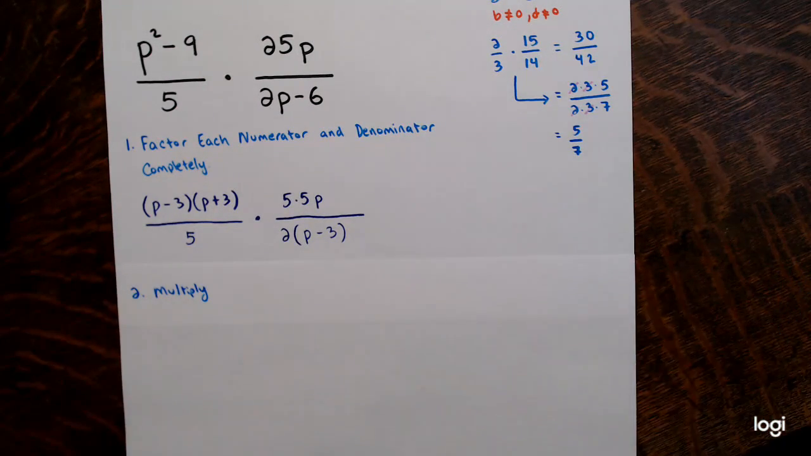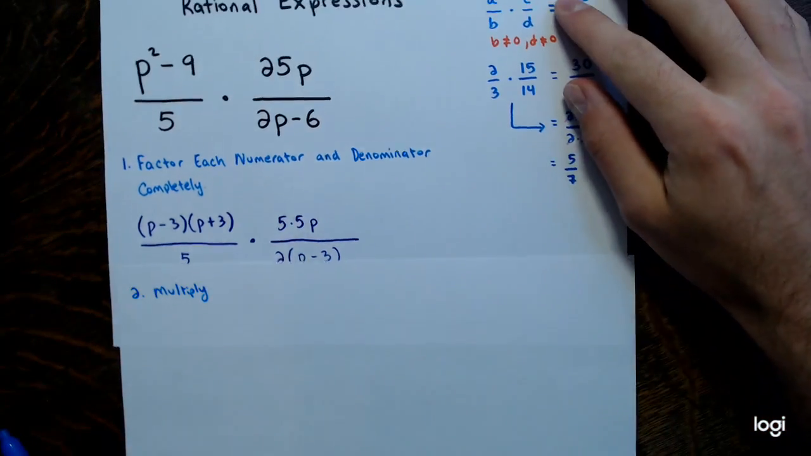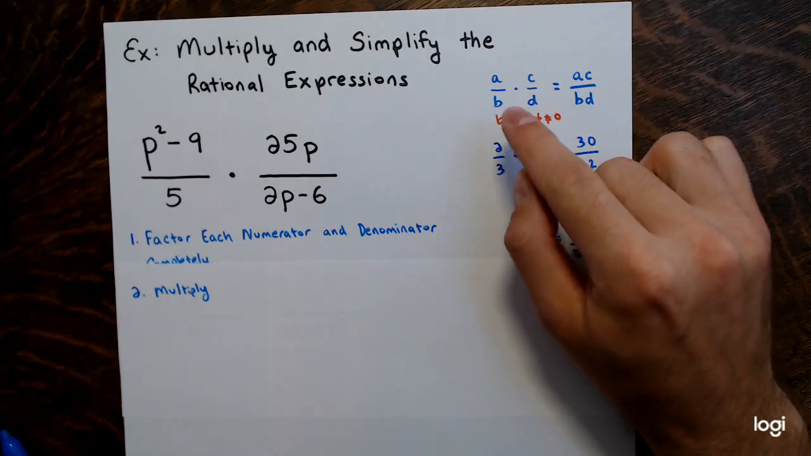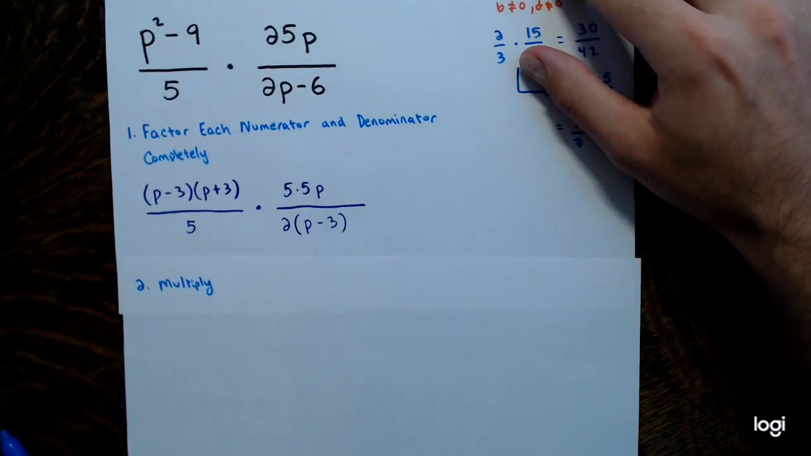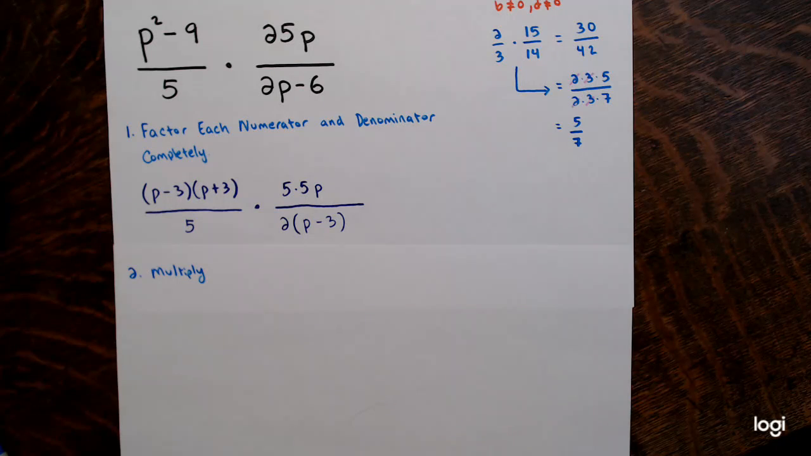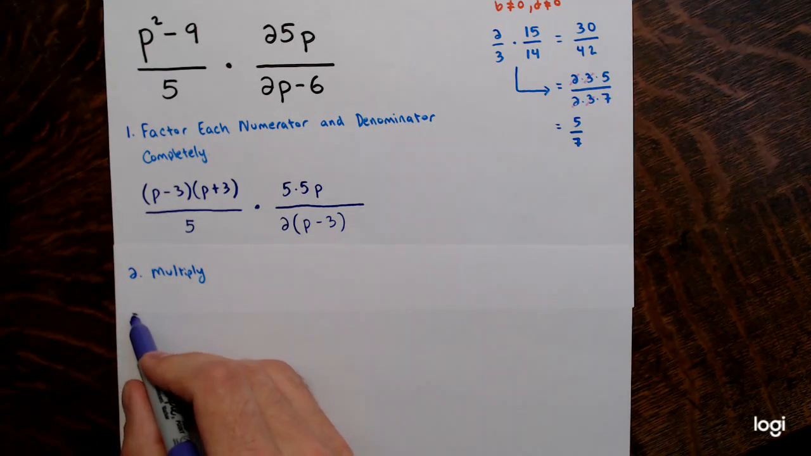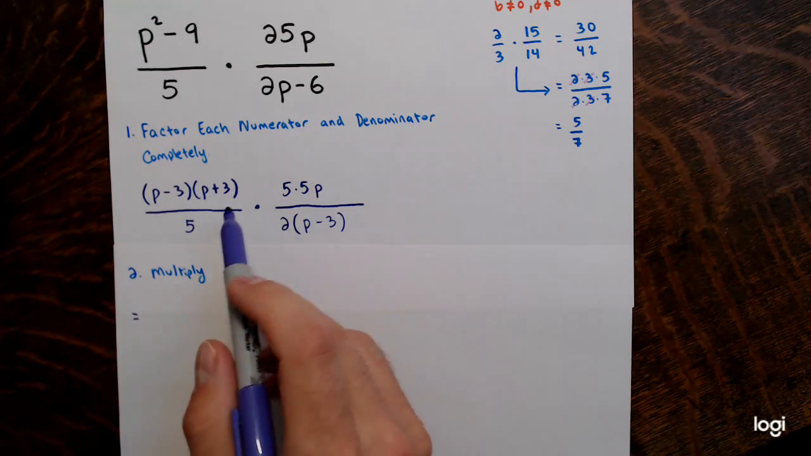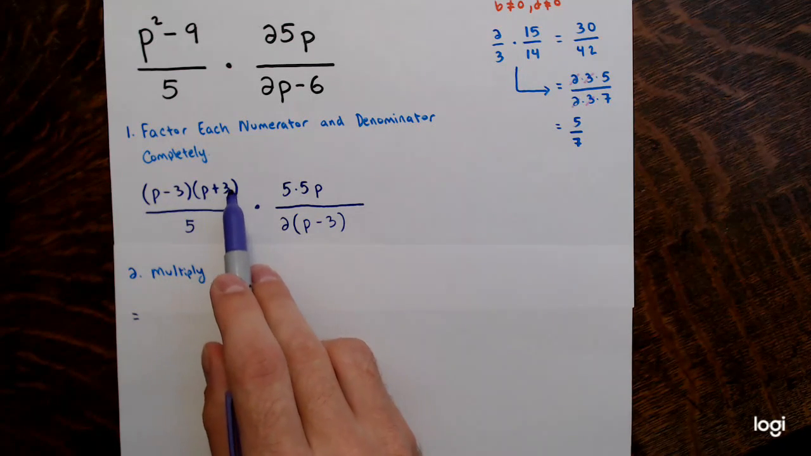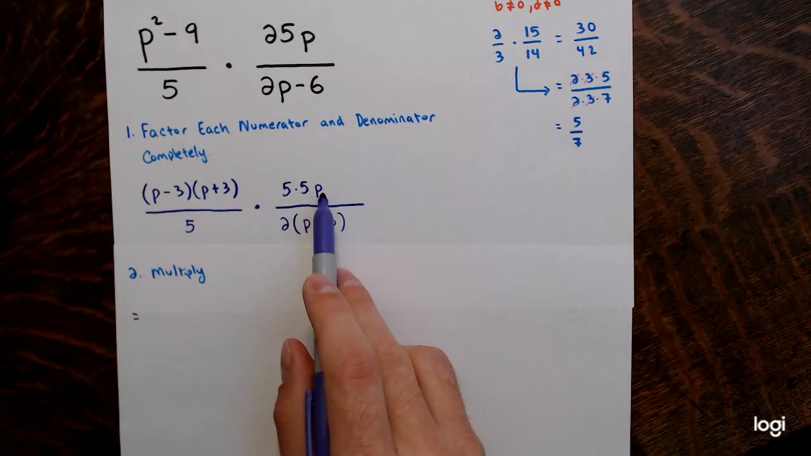Alright, so as I put up here, when you multiply two fractions, you simply multiply the numerators and multiply the denominators. So all this step is really just me listing the factors that are in the numerator and the factors that are in the denominator, next to each other. So this product here, the numerator is p minus 3 times p plus 3 times 5 times 5 times p.